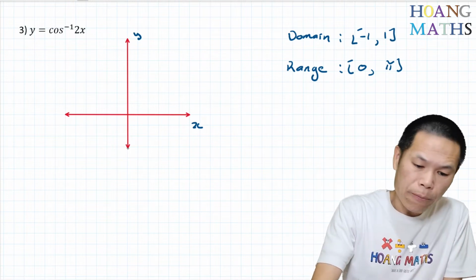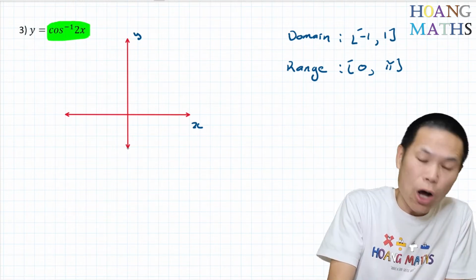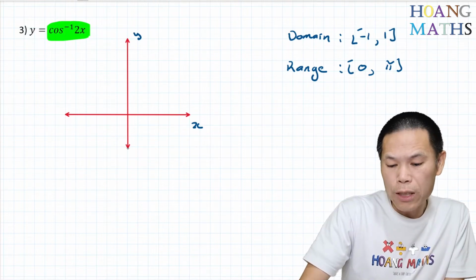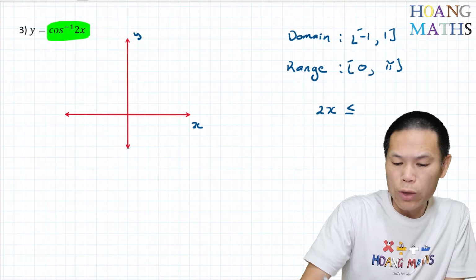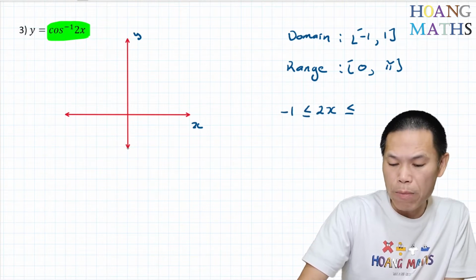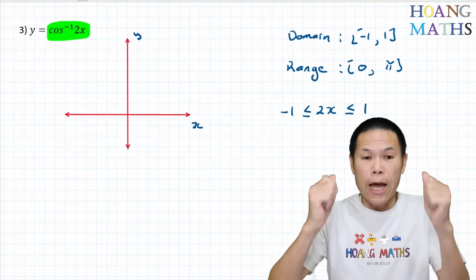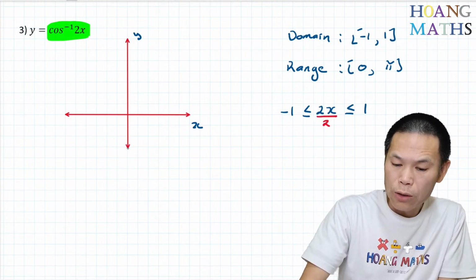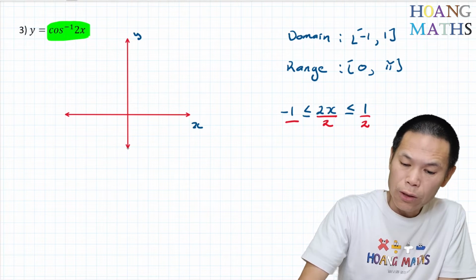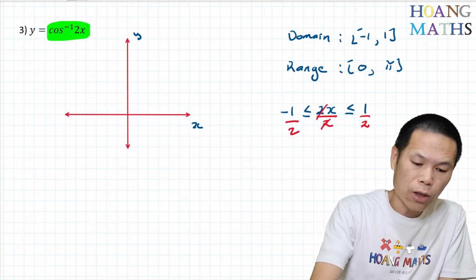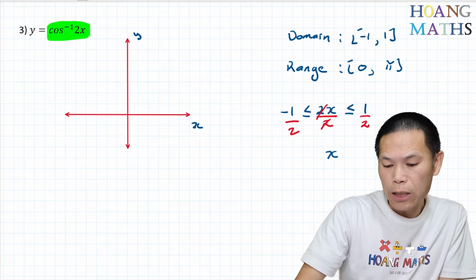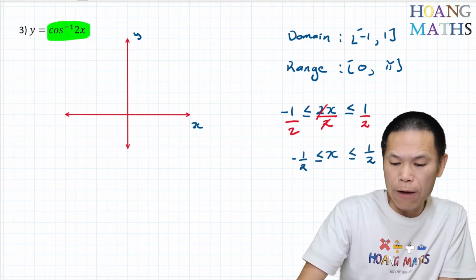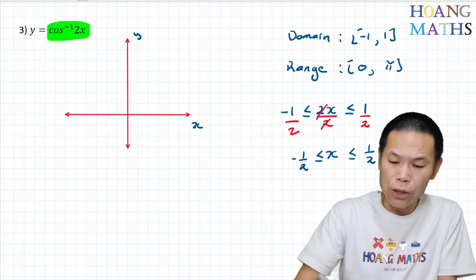Now in this case, we want to sketch y is cos inverse of 2x. And we know that the domain for the inverse cos is always between -1 and 1. Keep that in mind, okay? We always start from there. And then we want to solve for x, so we just divide everything by 2. So now the domain for this function is between negative a half and a half.